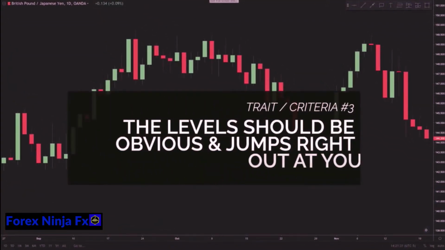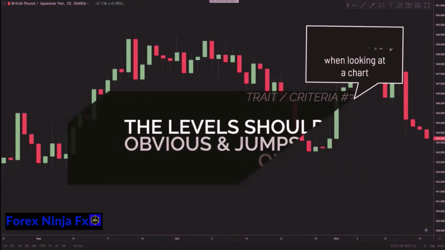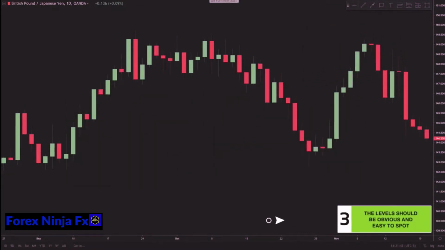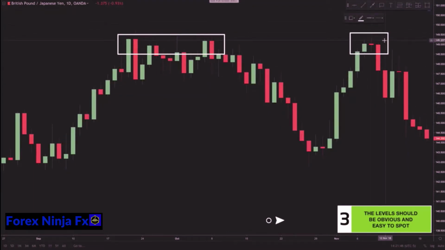Trait number 3 is very key. The level should be obvious, meaning the level should jump right out at you, and you should be able to spot them right away. So here in the pound yen, you can see the very obvious levels. Price came up, hit and reversed, giving us a clear level of resistance. And again, it is very obvious and you can spot it right away.